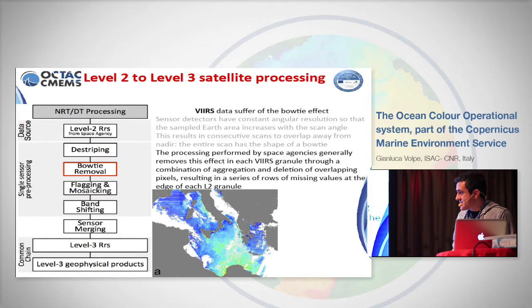And so it results that at the edges of the scene, you have all these rows of missing data. Within the operational processing, we remove this by linear interpolation.